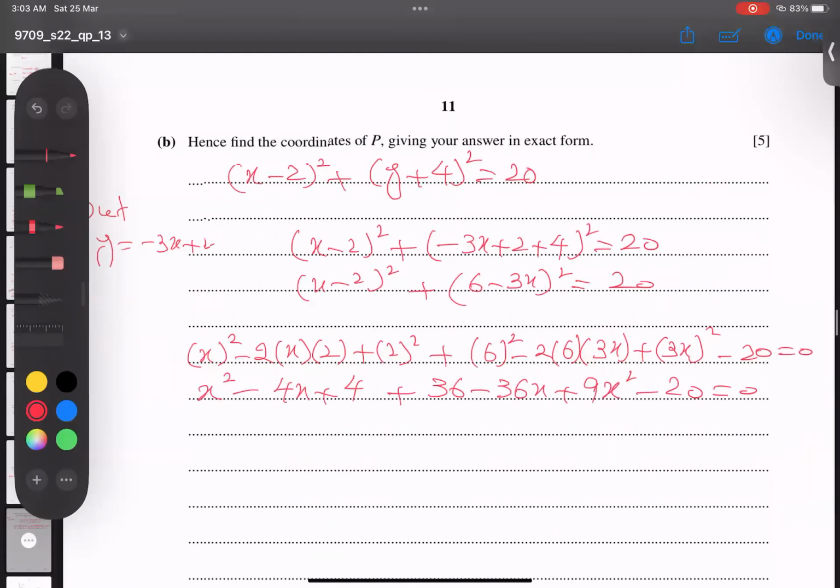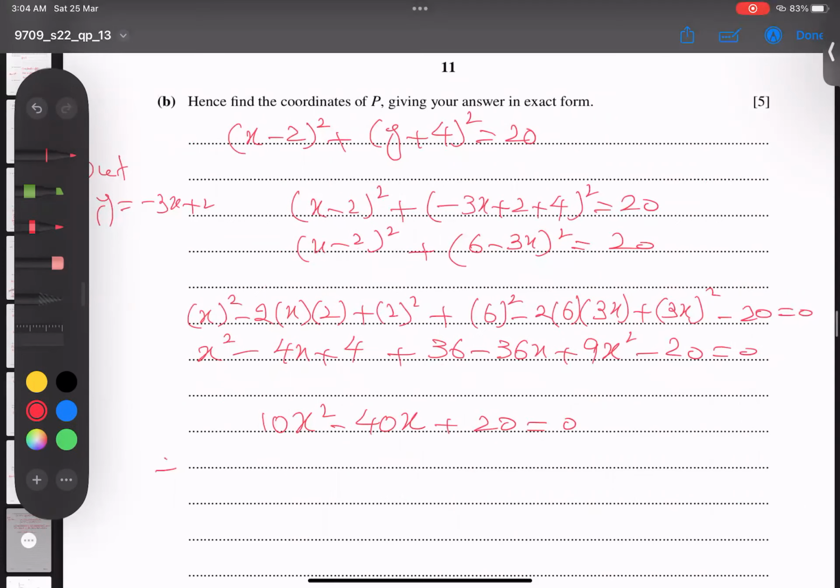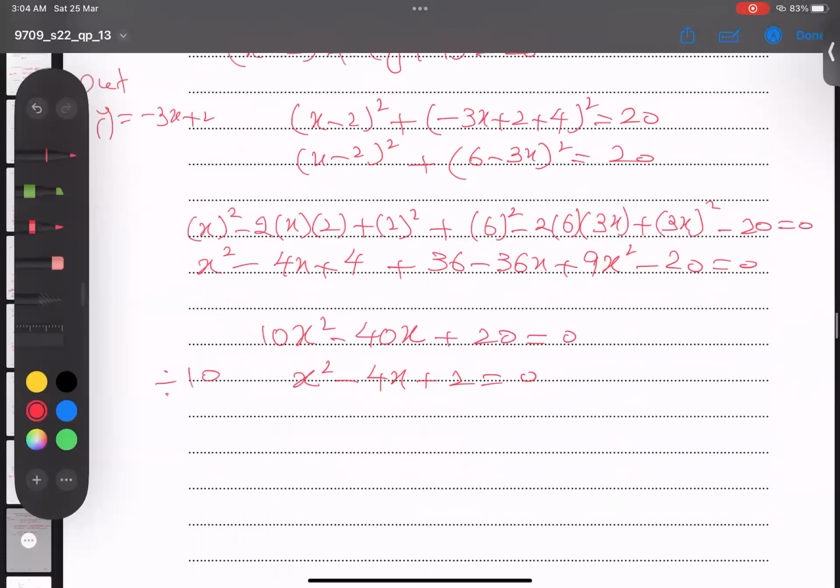Just reshape it. 9 square plus 1x square becomes 10x square. Minus 36, minus 4, minus 40. And this is 40, 36 and plus 4 give you 40. Out of 40, 20 gone, 20 left. And if I divide the whole equation by 10, I get x square minus 4x plus 2 equals 0. Now I think factorization is not possible.